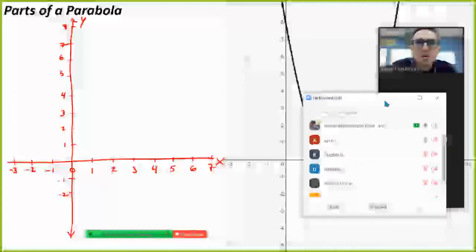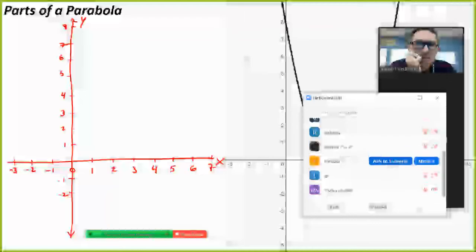I've got it up on my screen how I did it by hand, just as a model, because I know we haven't graphed together yet. Maybe it's been a while for you too.